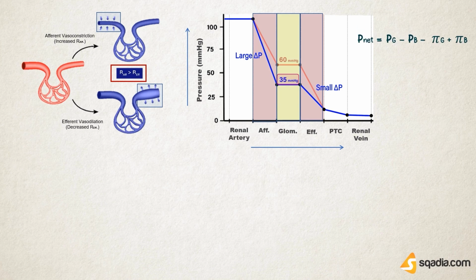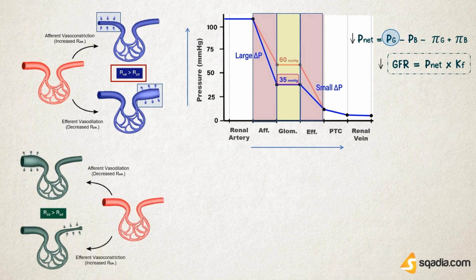So the consequence of these changes, where the resistance of the efferent arteriole is made to be larger than the efferent, is a decrease in the glomerular hydrostatic pressure, which will tend to produce a reduction in the net filtration pressure and ultimately the GFR. Now let's consider the second set of conditions such that now the resistance of the efferent arteriole is made to be greater than the resistance of the efferent arteriole.